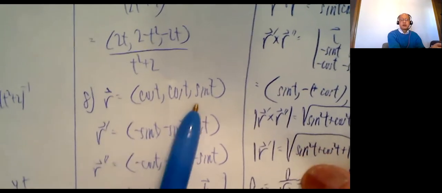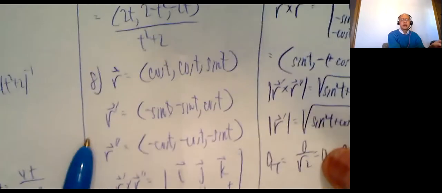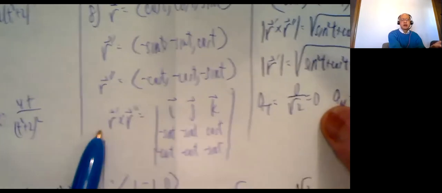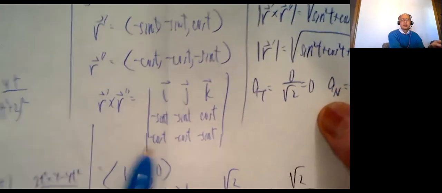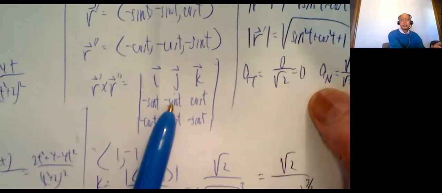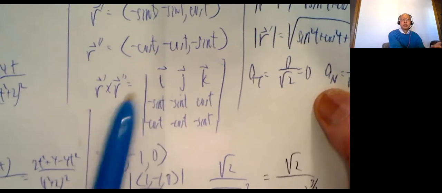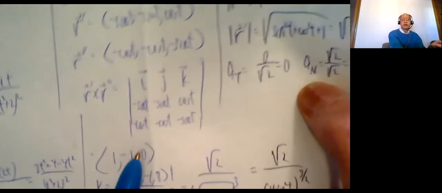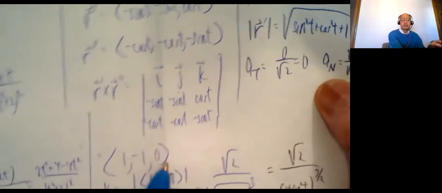Number 8, here's the original r. r prime is negative sine t, cosine t. r double prime is negative cosine t, negative sine t. Cross product is i, j, k, negative sine t, cosine t, negative cosine t, negative sine t. So the i component is sine squared minus a minus cosine squared, which is 1. The j component is the opposite of sine squared minus a minus cosine squared, so negative 1. The k component is sine cosine minus sine cosine, which is 0.